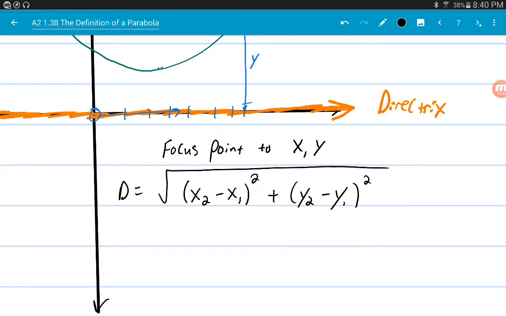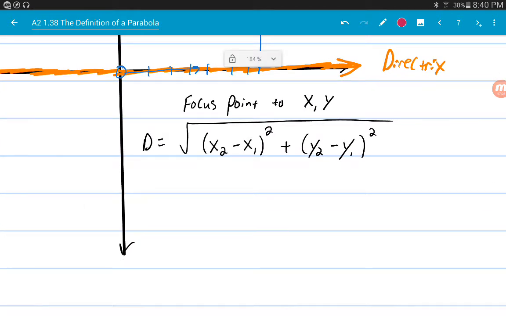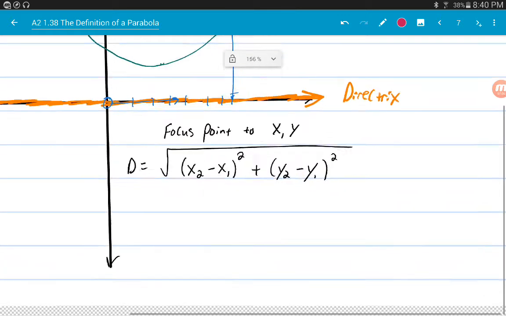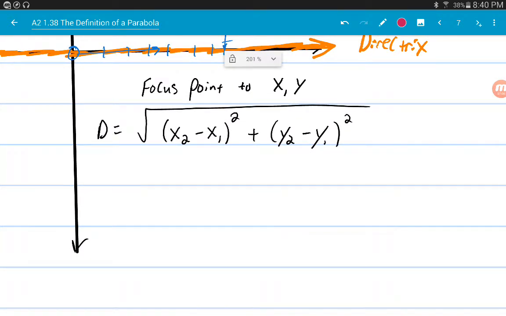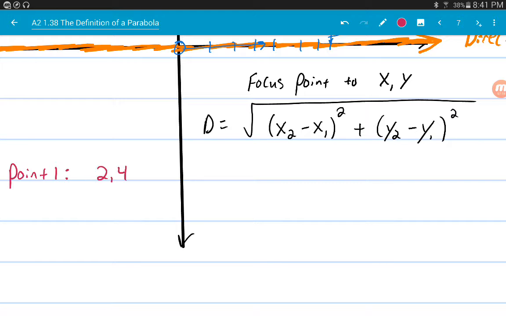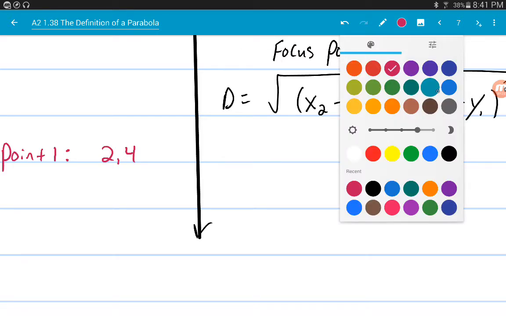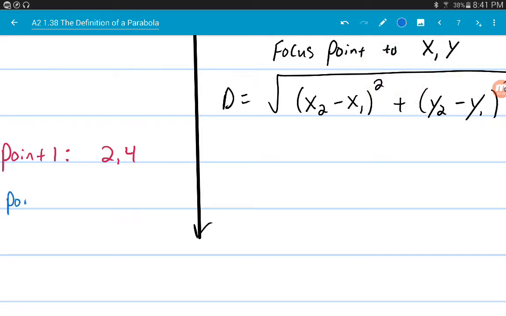Now, what we need to do is identify which one of these points is point 1 and which one of these points is point 2. It doesn't really matter at all. You're going to get the same answer either way. I like to just do it to keep my work neat. So I'm going to say, all right, well, point 1, let's make that 2, 4. That's our point, right? 2, 4. Point 2, that's going to be the point x comma y.